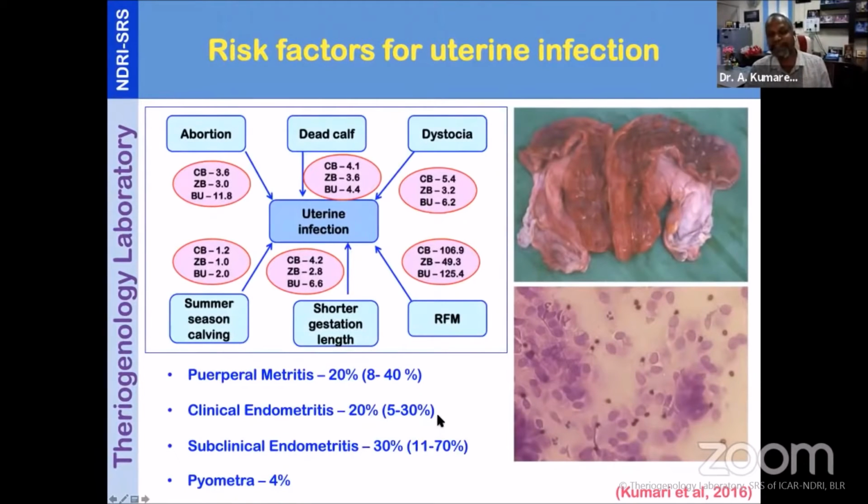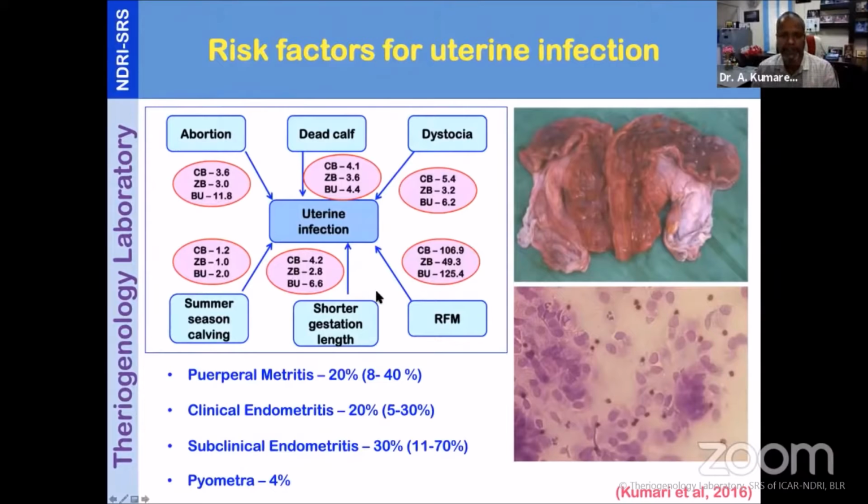There are some risk factors. As a farm manager, we have to understand them to prevent uterine infection. This is again a big study conducted by us using a large number of animals. So these are all the factors. The one factor which I want to highlight here is RFM, retention of fetal membrane. This is the one thing which predisposes the animal for development of any kind of uterine infection.